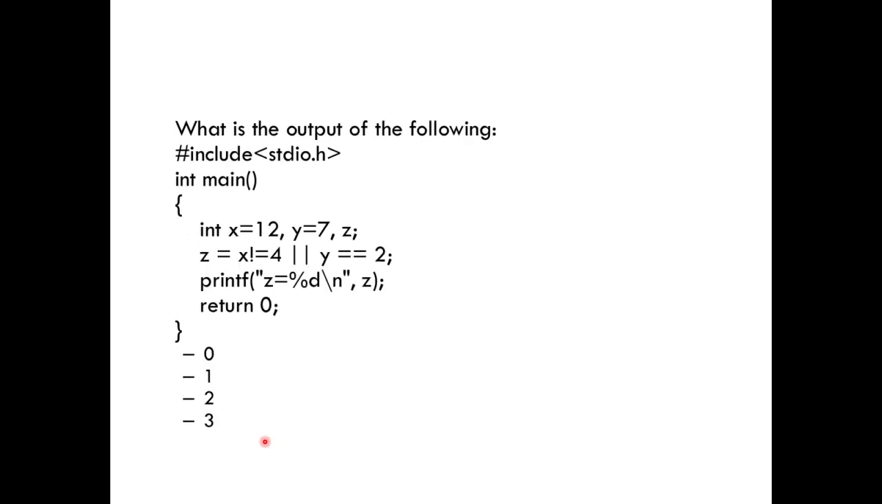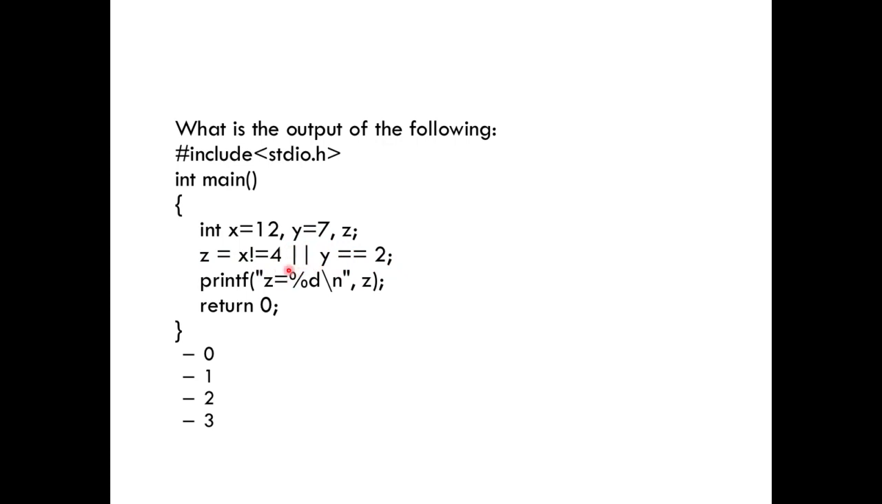We'll go to the next slide. So here you have another code. What is the output of the following code? So here you have a main function where you are going to initialize the x value and y value as 12 and 7 respectively.